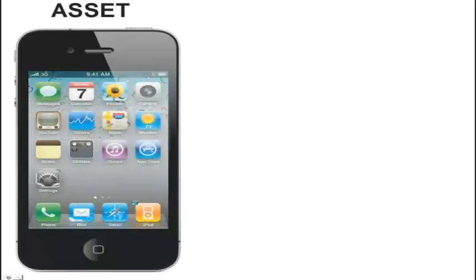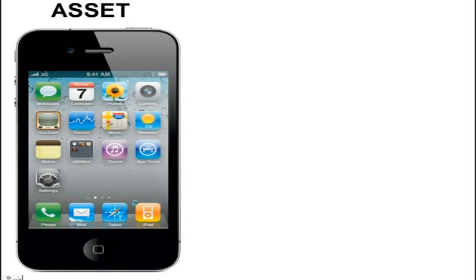Let's start off with a very basic example. The best way I think of starting this topic is to choose an asset that quite a lot of students are familiar with. So I've gone with a very well-known brand mobile phone here, and if you own one of these, then that is your asset.